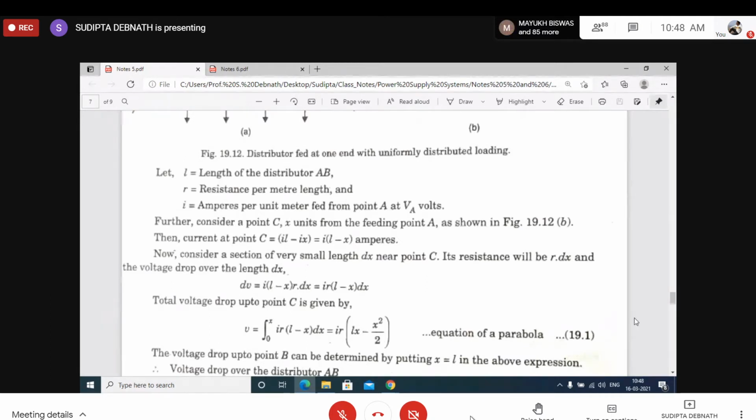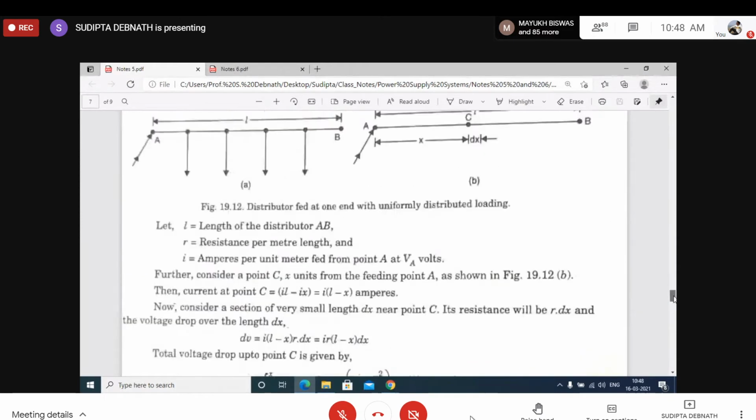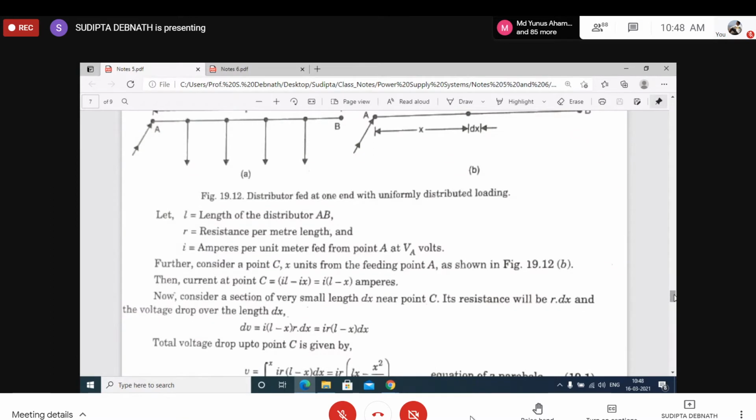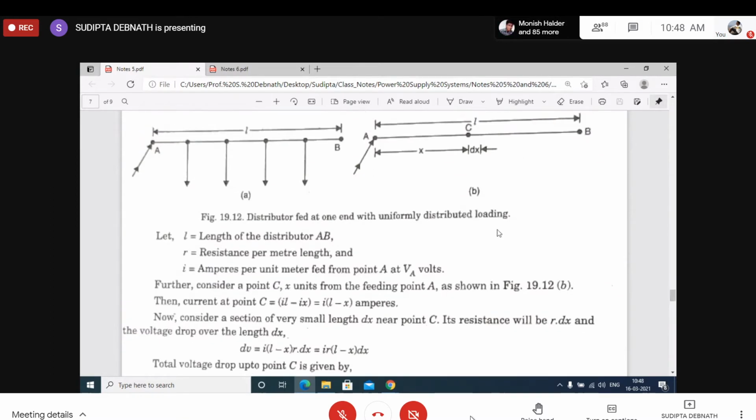So say this is a 300 meter cable, and it is uniformly loaded. If you want to find the voltage drop at, say, 200 meter, what you have to do? You consider just x equal to 200 and find out what is the voltage drop. Remember, not the voltage, the voltage drop at 200 meter. If you know the voltage drop at 200 meter, you can easily find out what the voltage is, just by subtracting that drop from the feeding end voltage.